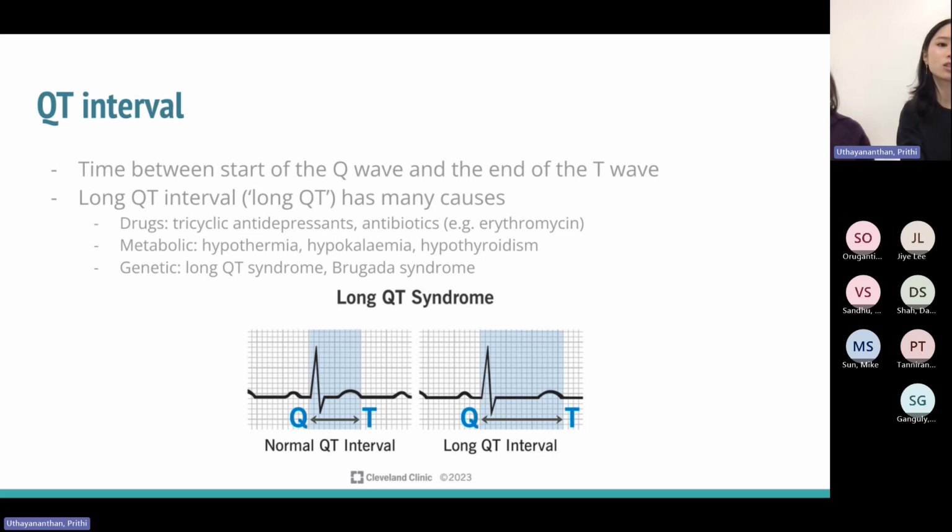There are metabolic causes such as hypothermia, hypokalemia, or hypothyroidism, and there are some genetic diseases such as long QT syndrome or Brugada syndrome. And I think it's important to know which drugs cause it because it affects when you're prescribing stuff.